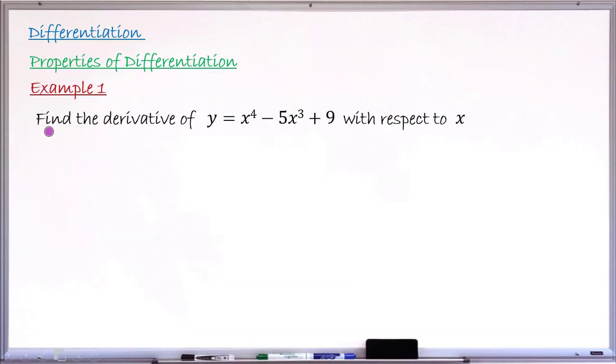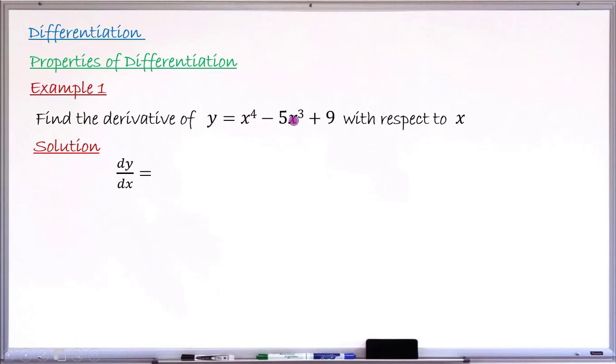Example number 1, you are asked to find the derivative of y equals x raised to 4 minus 5x raised to 3 plus 9, and this derivative is with respect to x. Solution to this problem. What we do first is to write down the derivative term by term. You can see that this function y has more than one term.